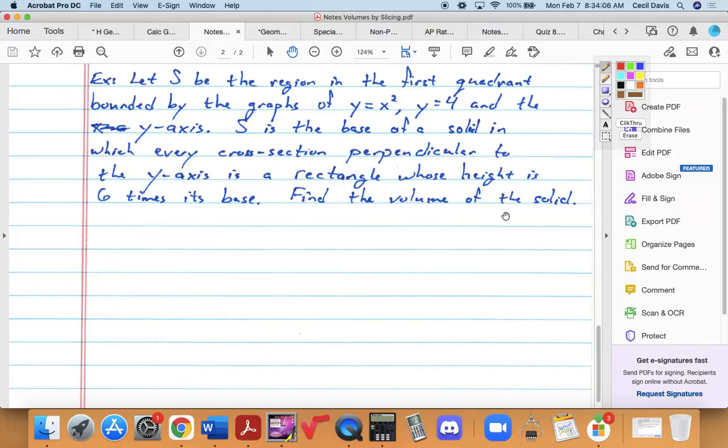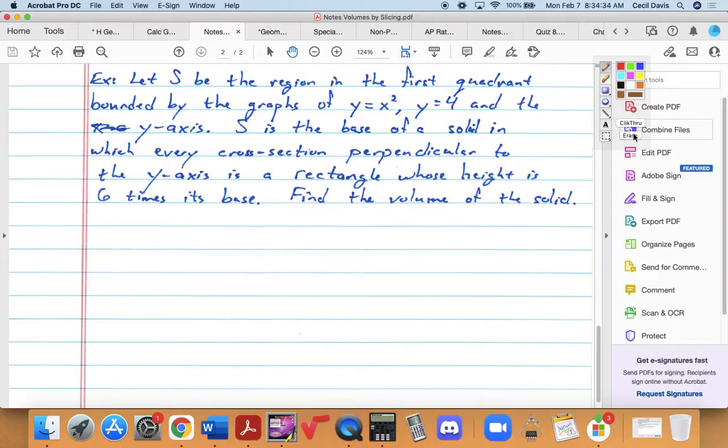Let S be the region in the first quadrant bounded by the graphs of y equals x squared, y equals 4, and the y-axis. S is the base of a solid in which every cross-section perpendicular to the y-axis is a rectangle whose height is 6 times its base. Find the volume of the solid.